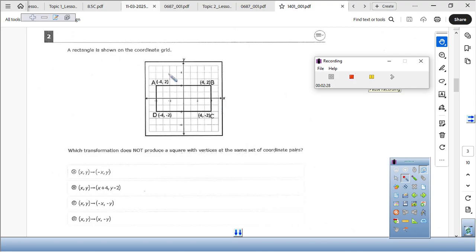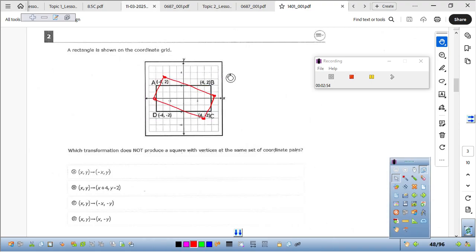So this one's such a good question. It says a rectangle is shown below. So which transformation does not produce a square, which is not a square, but a rectangle, where the vertices are the same set of coordinate pairs? Basically, it's asking if I have this here, right? And I were to do something to it, I'm going to show you what I can do to it.